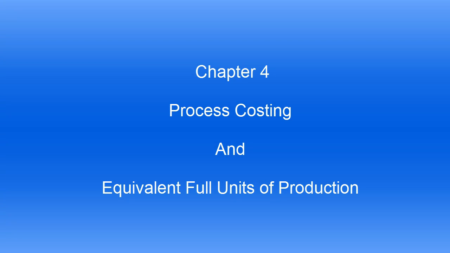Let's take a look at process costing in Chapter 4. The specific topic is equivalent full units of production, and we have an assembly line set up to illustrate this topic. And let's take a look at our production for the month of May. There's my assembly line.